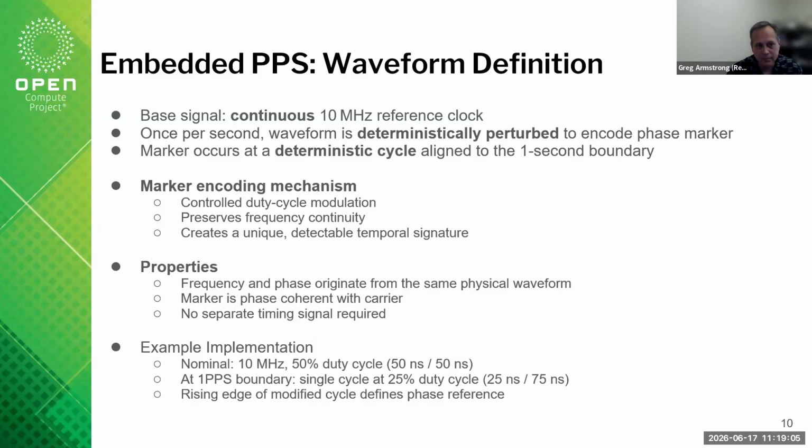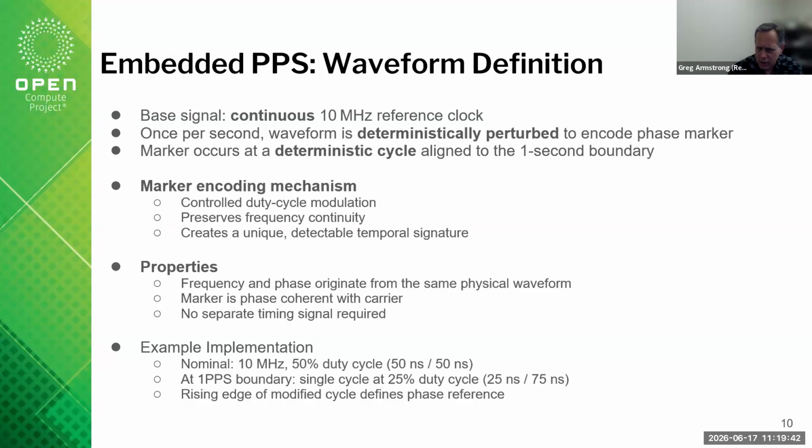So now what we can do is, let's say every second, we start modulating just one cycle of the 10 megahertz clock. Typically, the period of that clock is about 100 nanoseconds. So with a 50/50 duty cycle, it's about 50 nanoseconds high and 50 nanoseconds low. What we're doing is modulating that one cycle to make it 25%, or 25 nanoseconds high, and then the low of that clock will be 75 nanoseconds.